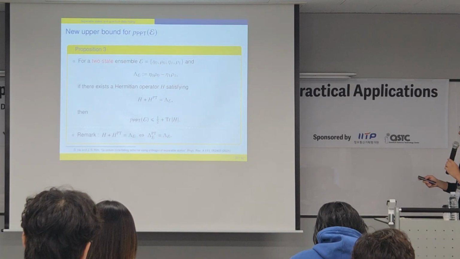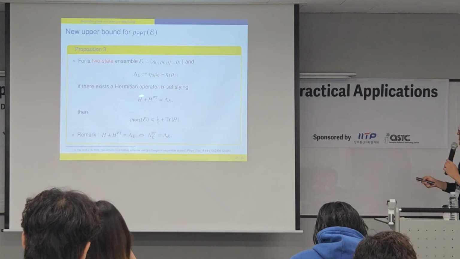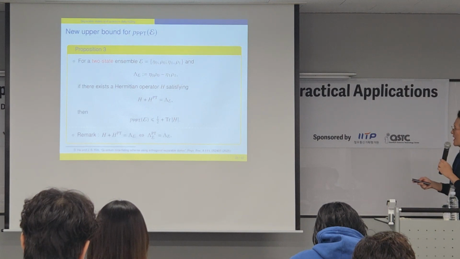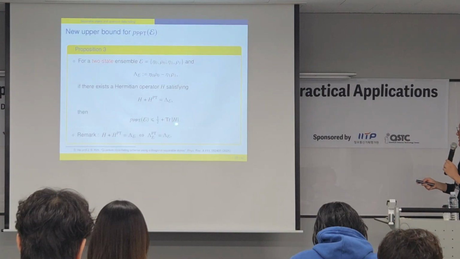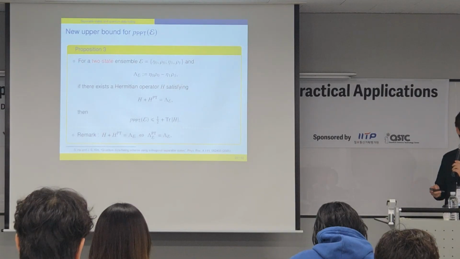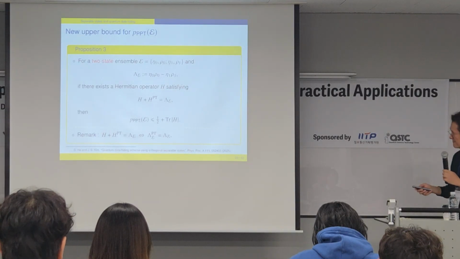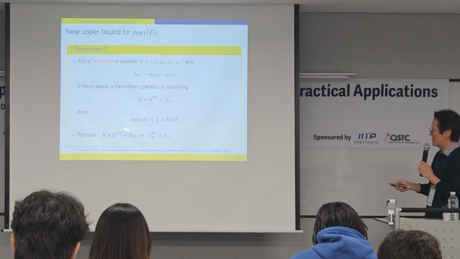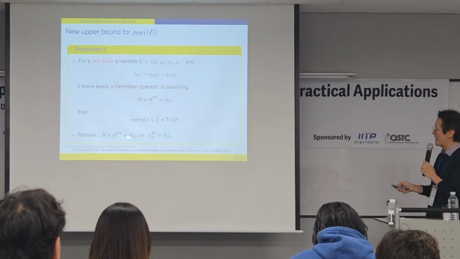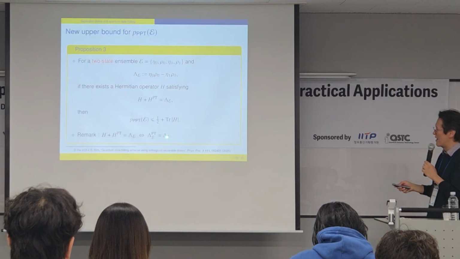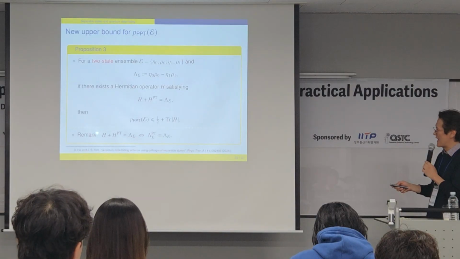Then one thing that we can show is that if this lambda epsilon can be decomposed into some Hermitian operator H and its partial transposition, then we can show that this PPT is always bounded above by half plus the trace norm of this H. And one thing we can note here is that if this lambda epsilon is invariant under partial transposition, then this one is equal to this, because we can use half of this as H.